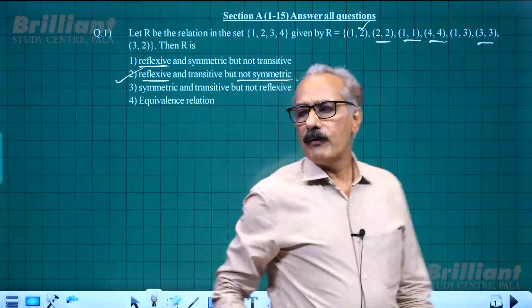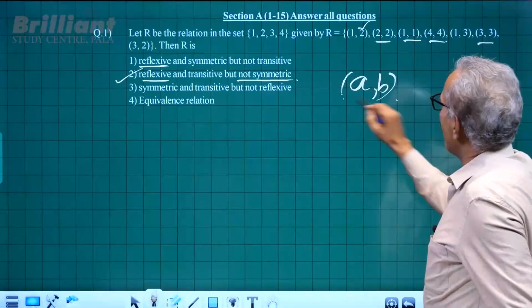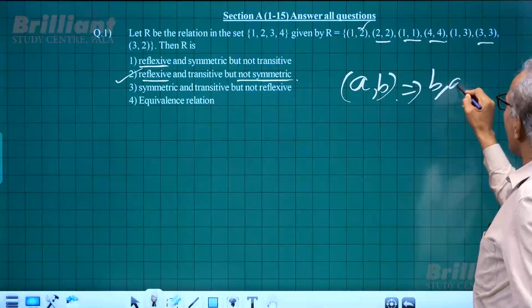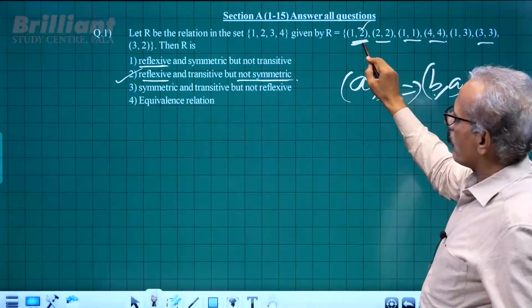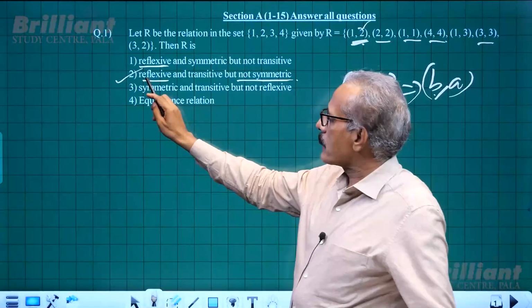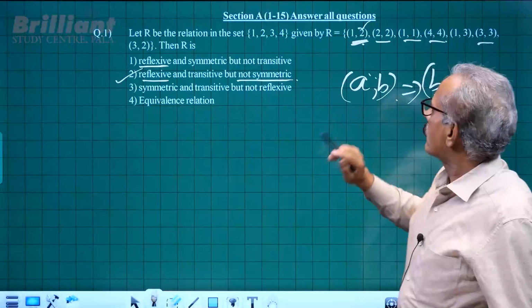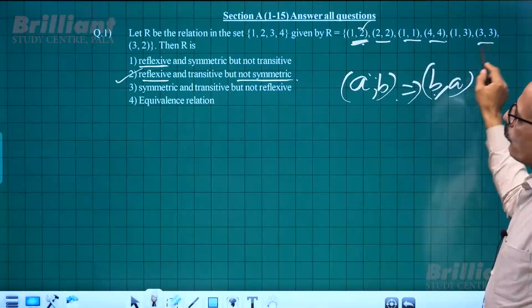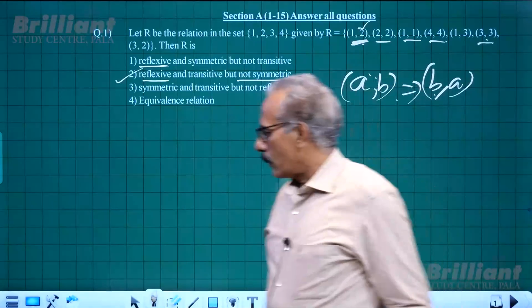Transitive you can easily check. So (a, b) should imply (b, a). That is for symmetry. (1,2) is present, but there is no (2,1). Therefore, the answer is reflexive and transitive, but not symmetric. Transitive means (1,2) and (2, ...). You please check it up, and (3,2). Okay.